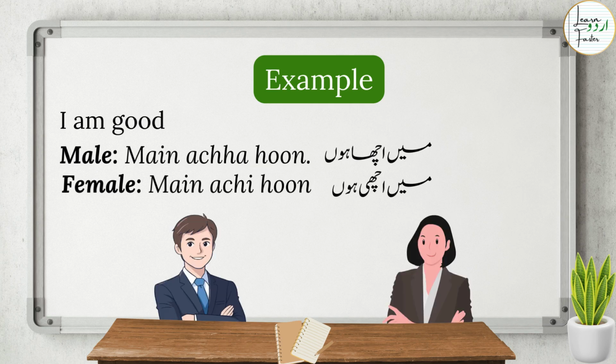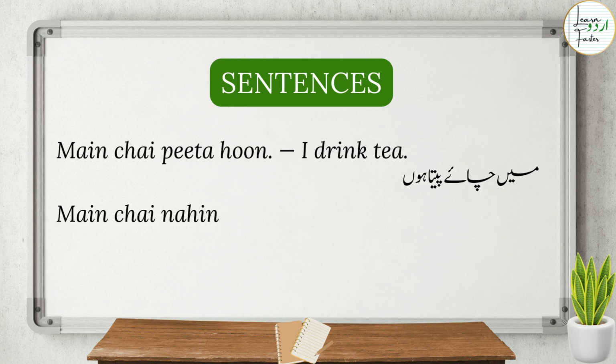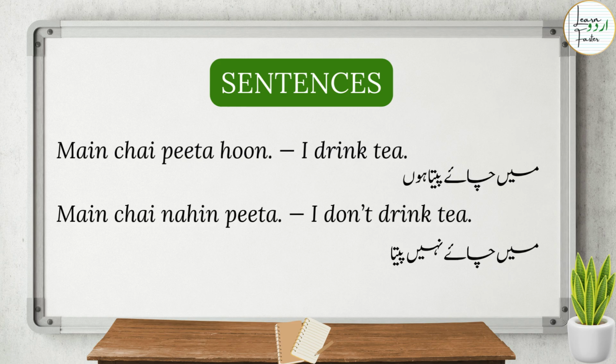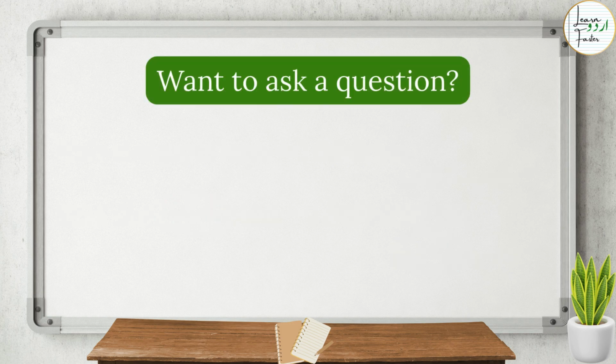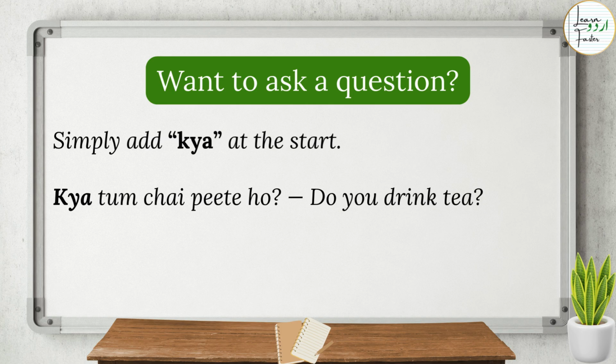Now, before we go further, let's build some complete sentences. मैं चाय पीता हूँ. I drink tea. मैं चाय नहीं पीता. I don't drink tea. Just add nahi before the verb to make a negative sentence. Want to ask a question? Simply add kya at the start. क्या तुम चाय पीते हो? Same words, just one tiny word makes it a question.